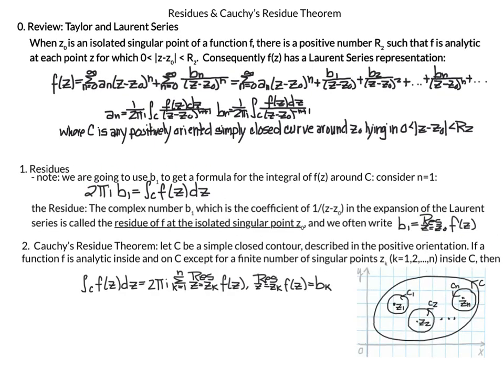Here we have our formula for this integral when we have a single singularity at z naught. The Cauchy residue theorem allows us to calculate this closed curve integral if we have multiple singularities. So Cauchy's residue theorem says, let C be a simple closed contour described in the positive orientation. If a function f is analytic inside and on C except for a finite number of singular points inside C, then the closed curve contour integral is equal to 2 pi i times the summation of the residues.